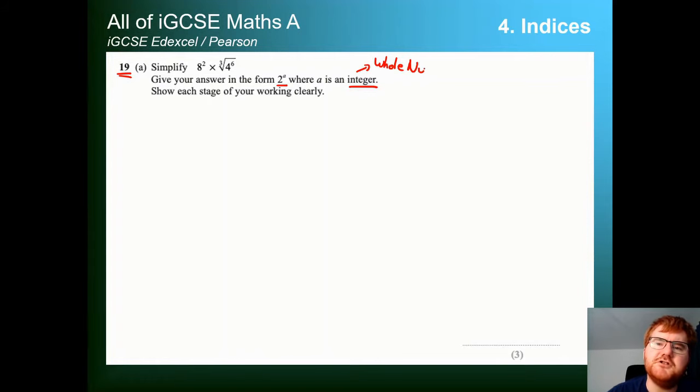So my approach to this kind of question is, well, we want it in 2 to the power of something anyway. Let's convert everything to 2 to the power of something. So what do I mean by this?